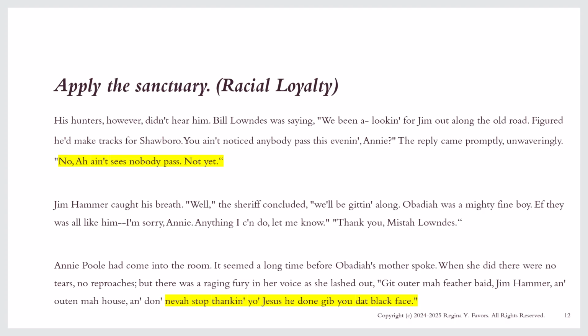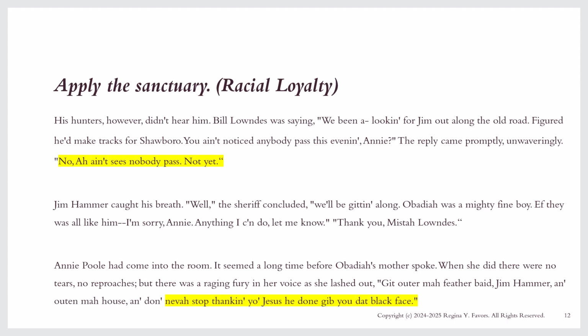So his hunters, however, didn't hear him. Bill Lowndes was saying, "We've been looking for Jim out along the old road. Figured he'd make tracks for Sharboro. You ain't noticed anybody pass this evening, Annie?" The reply came promptly, unwaveringly. "No, I ain't seen nobody pass, not yet." Jim Hammer caught his breath. "Well," the sheriff concluded, "we'll be getting along.